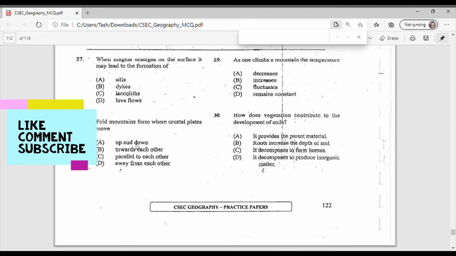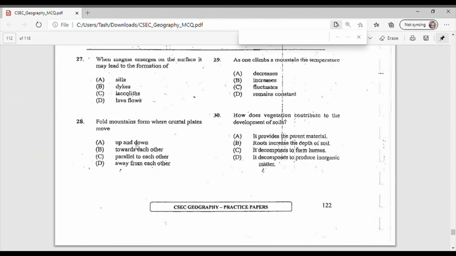29. As one climbs a mountain, the temperature decreases. So the higher you go, the cooler it gets. So you would just look through here to find which one is correct. So for 29, your letter would have been A.